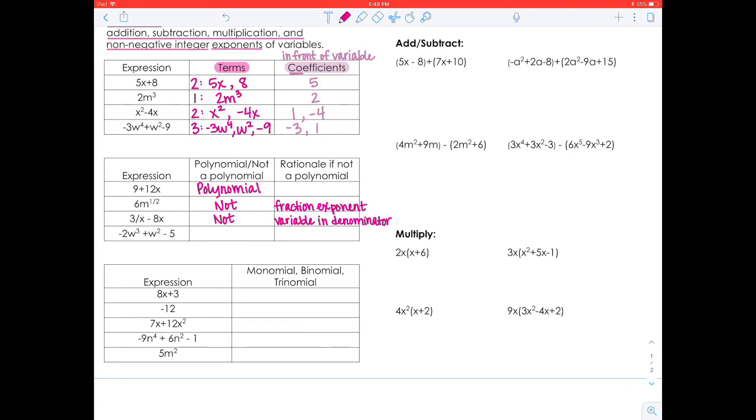Okay, and then lastly, we've got negative 2w cubed plus w squared minus 5. Okay, I see addition and subtraction. I see exponents that are integers. I see multiplication. So this one is also a good example of a polynomial.